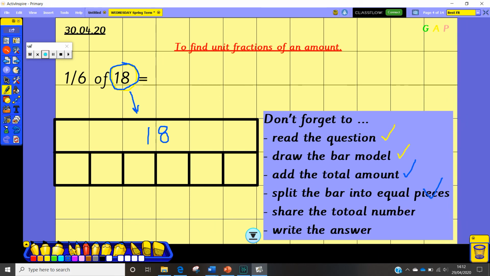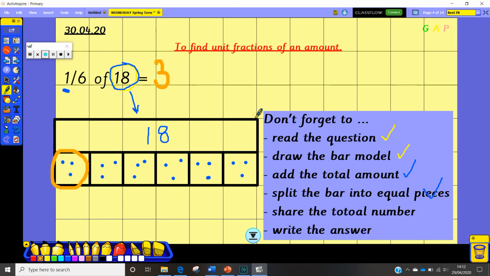Share the total number. So let's have a look. We have got 1, 2, 3, 4, 5, 6, 7, 8, 9, 10, 11, 12, 13, 14, 15, 16, 17 and 18. And I'm going to stop there because I've got 18 as my whole number. And because it's a unit fraction again, I'm looking for 1/6. So I circle my 1/6 and my answer is 3.